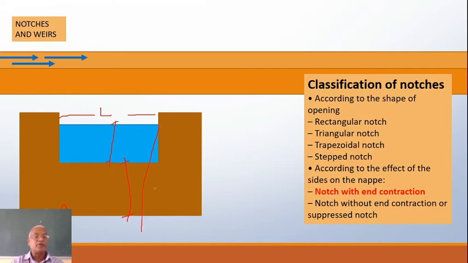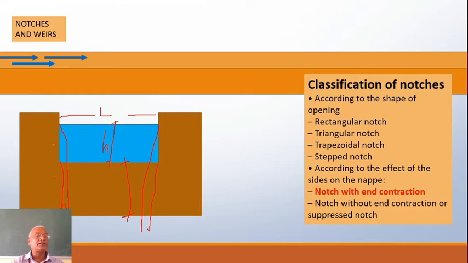The sheet of water will be like that, and then on this side also it comes slightly inside and it will be like this. So the cross sectional area will not be simply H into L, it will be slightly less because of the end. There is a vertical edge which is called the end, right? Because of this end there will be a contraction of the cross section of the flow. That's why this is called end contraction. So that's why here it is highlighted: notch with end contraction.